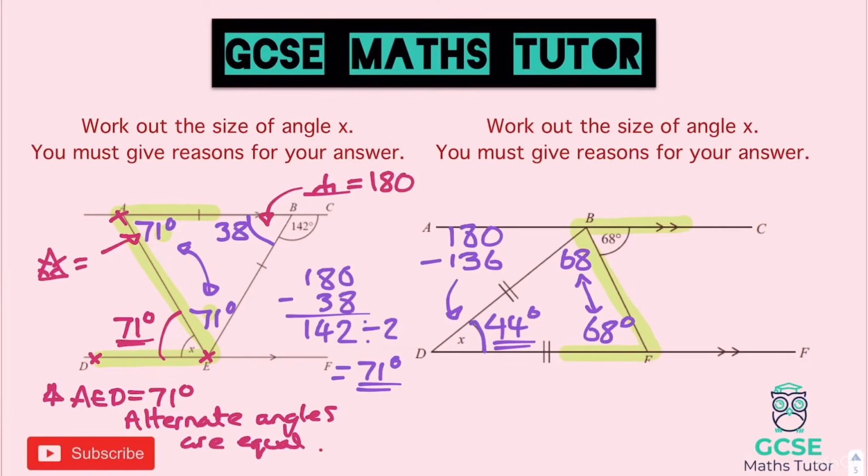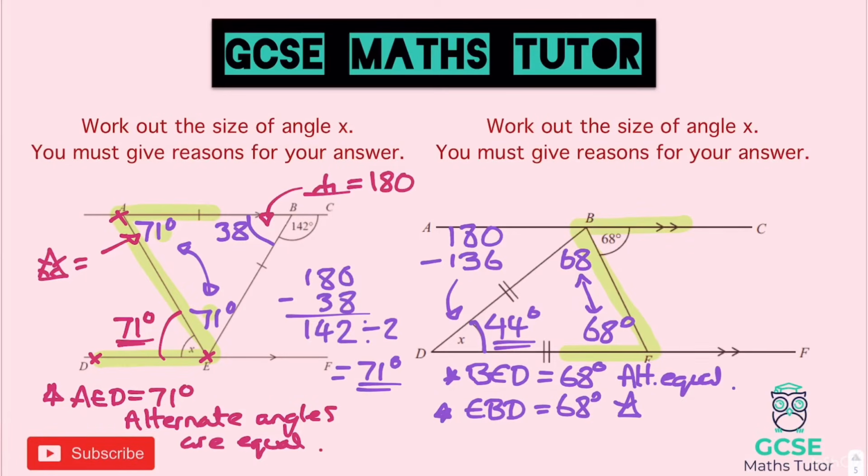And again, all the same reasons we had on the last question. So again, thinking about the language and the way I could write this down, I could say BED, B to E to D is 68 degrees, because alternate angles are equal. Just going to write that down, alternate equal. Then the next one we found was EBD, the other side of the triangle. It was 68 as well, because base angles in an isosceles are equal.